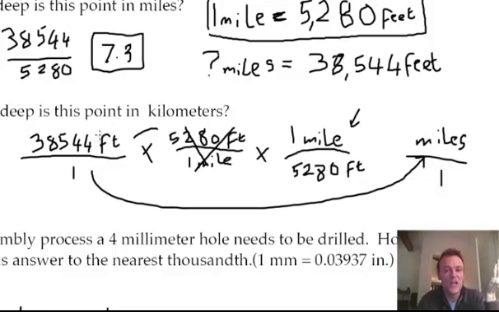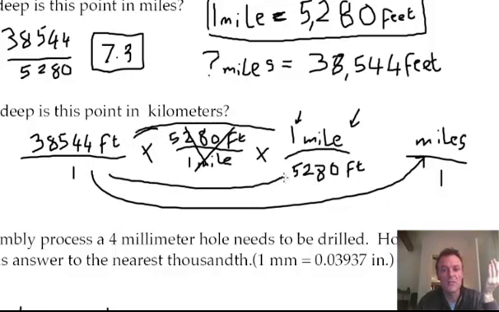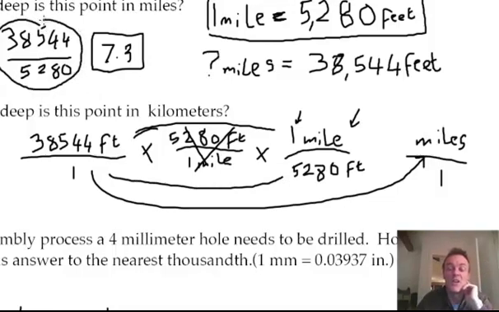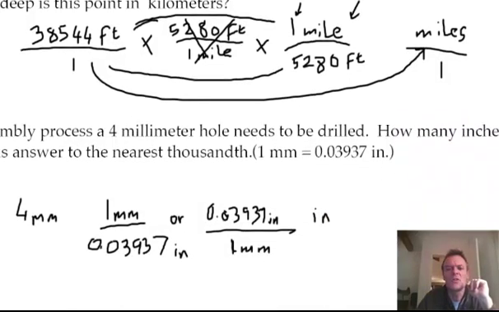In other words, 38,544 times 1, divided by 1 times 5280. Here's the numerators, here's the denominators, think of multiplying fractions, and that will give you this up here. And that's the 7.3. So there we go. I've just converted feet to miles. I'll do something the same below. I'll come back to point B on that one.